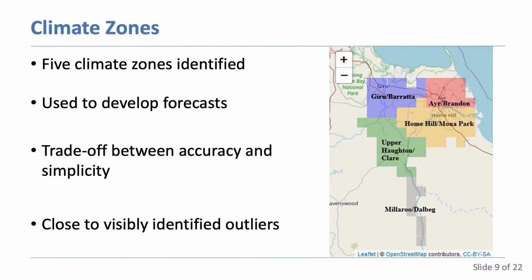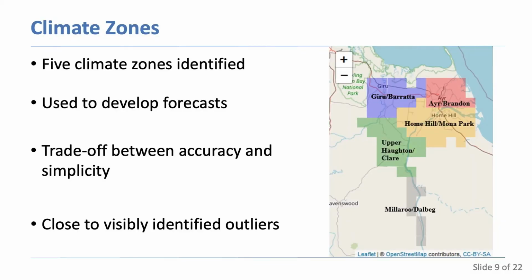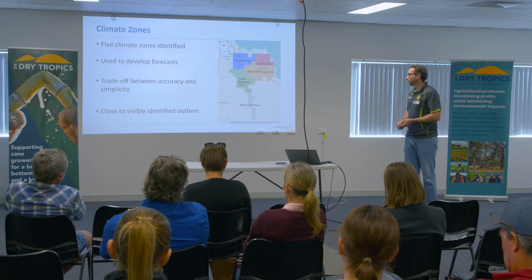I do want to talk a little bit about climate zones. So this is our vertical area that we were working with. We identified these 5 climate zones based on long range historical data on rainfall, temperature, radiation, but also based on feedback from industry. And from that, we divided the vertical into these 5 zones. And these are what we use to develop the forecasts.